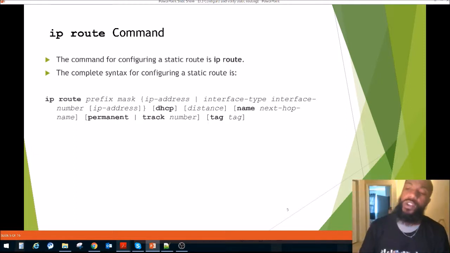As a matter of fact, next video, we're going to be going over a little bit more static routing, as well as introducing default routing, which is a type of static routing. We'll go more into that in the next video again.